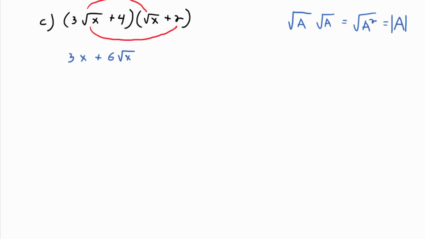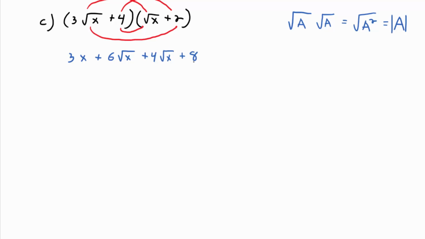What do you get for the inner multiplications? What's the operation? Plus 4 times square root of x. I just write it down. Does everybody see I'm just writing down the multiplication? The inner multiplication is 4 times root x. I can't simplify that. I just write it down. And then what's the last multiplication? The 4 and the 2. What's the operation? Plus 8 on the end. That really is the FOIL method.